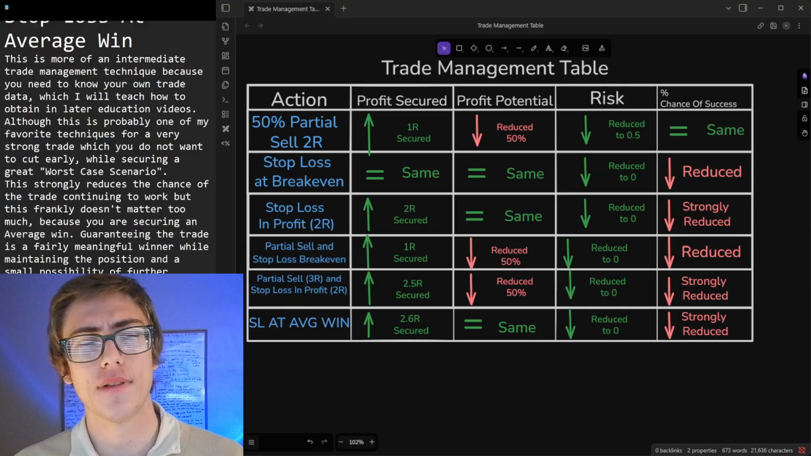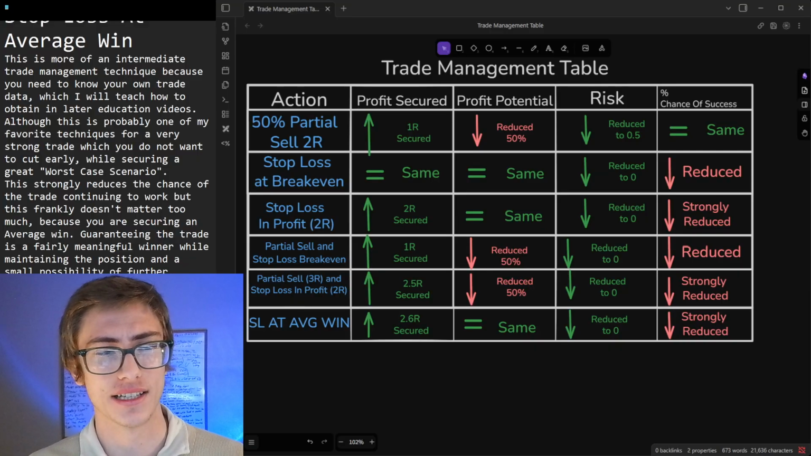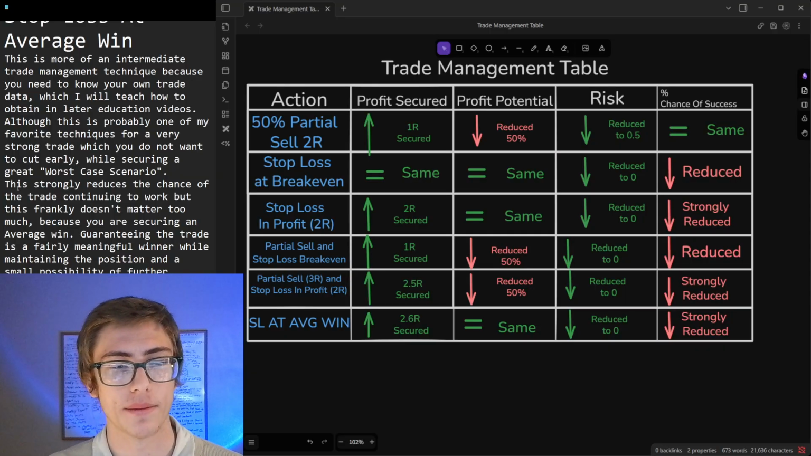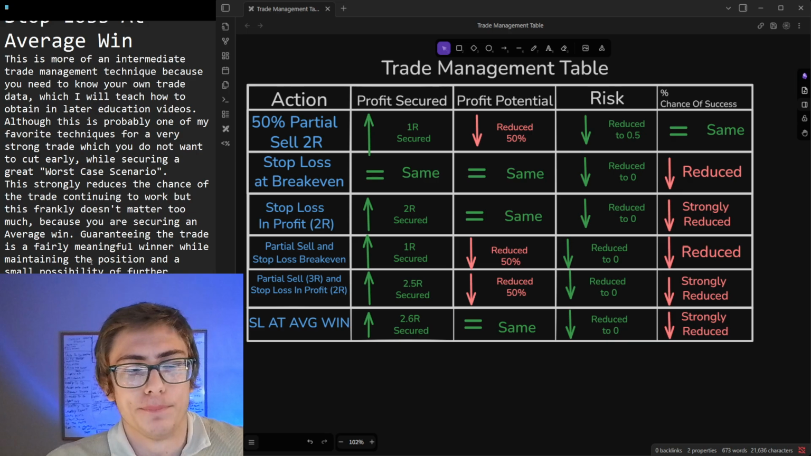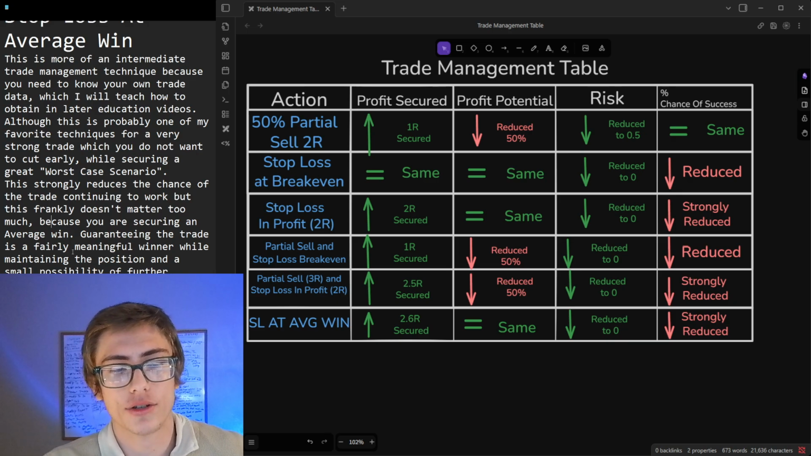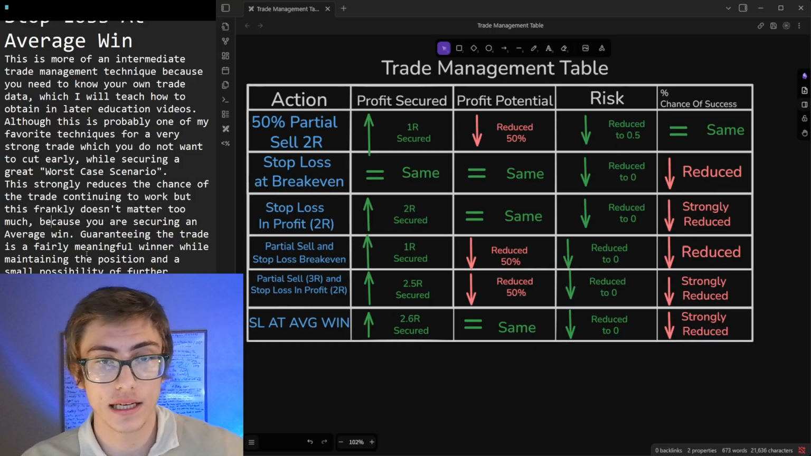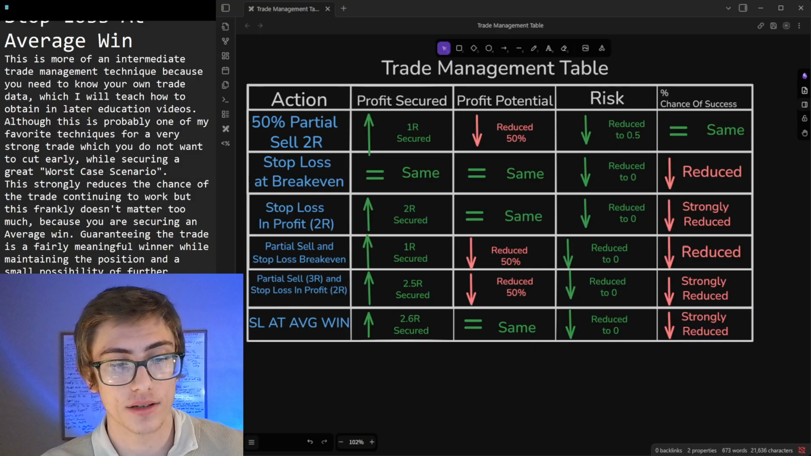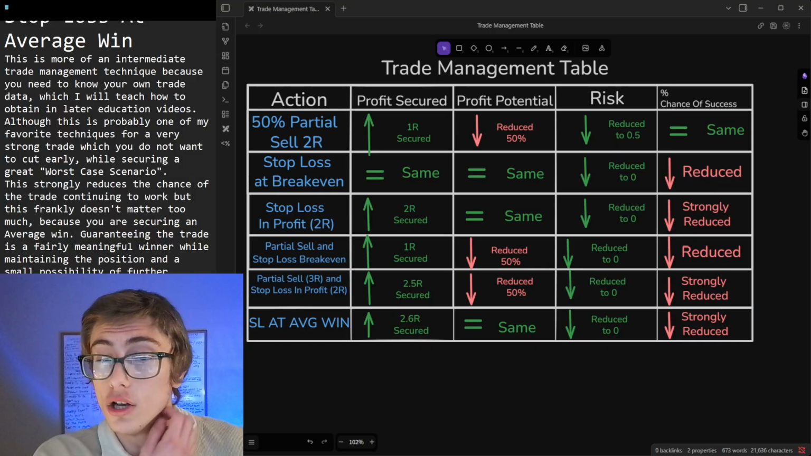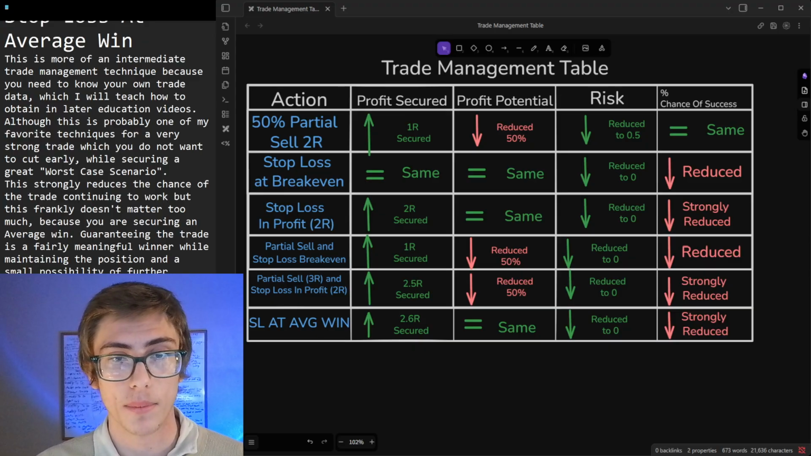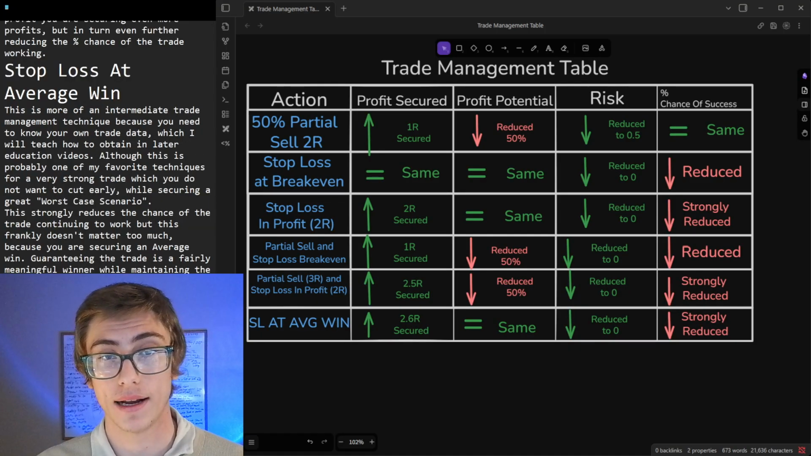This is an absolutely amazing action to take. So this is why it's one of my favorite techniques for trade management. So yeah, you guarantee the trade is a fairly meaningful winner while maintaining the position and a small possibility of further profits, right? So you do reduce the percentage chance of your trade working by a fair amount, right?